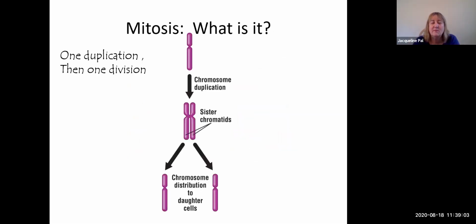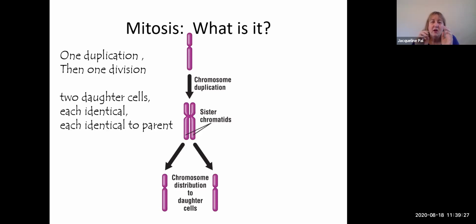So what is mitosis? Well, in mitosis, we have that one duplication where we have that chromosome, then we make the chromosome with the sister chromatids. And after that one duplication, we have one division. And so we end up with those sister chromatids separating from each other, one going to each daughter cell. They're always called daughter cells, whether it's in males or females.